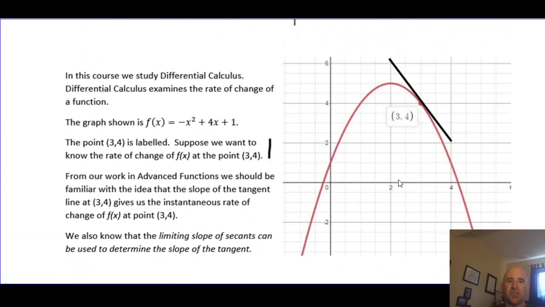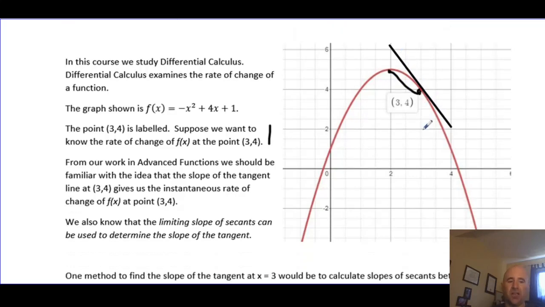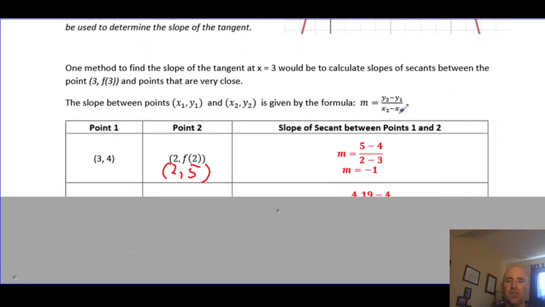So that's the slope of the secant that goes from this point right here to this point right here, which is obviously not a good estimate. Okay, I mean, that slope is negative 1. We can see that the tangent slope looks like it's a bigger negative number. So let's move closer.